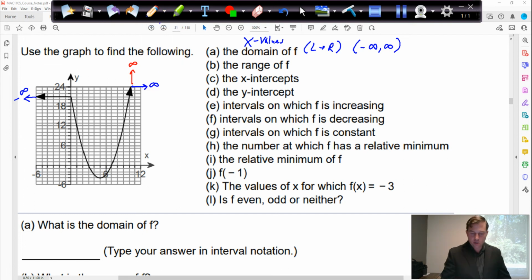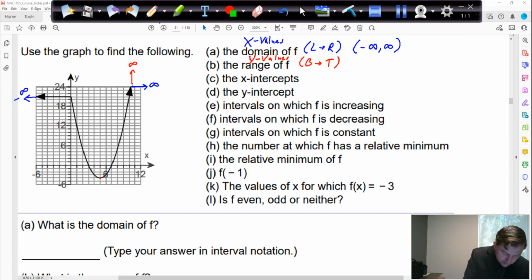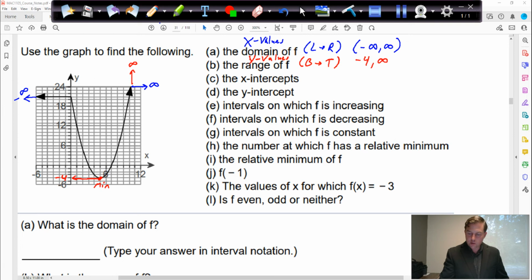Okay, the range is a little trickier. The range is only the y values. And I'm always going bottom to top. So what's the bottommost point of the graph? What's the topmost point of the graph? The bottommost point of this graph is this minimum point right here. It's the bottom of a valley. And for range, I care about the y value for that point. So it's at negative 4. So the graph starts at negative 4. And then it's going to go up and up and up and up to the red infinity up there. So it's also going to go to infinity.